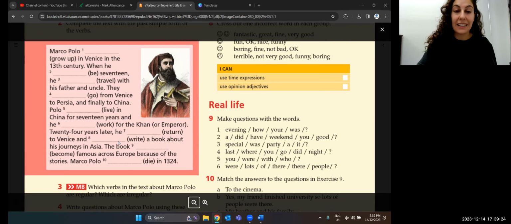wrote. It's an irregular. So this verb breaks the rule. It has its own word in the past and it's wrote, W-R-O-T-E. And he wrote a book about his journeys in Asia. The book became, so it's an irregular verb. You just got to remember, become is the present, became is the past with an A. B-E-C-A-M-E. He became famous across Europe because of the stories.